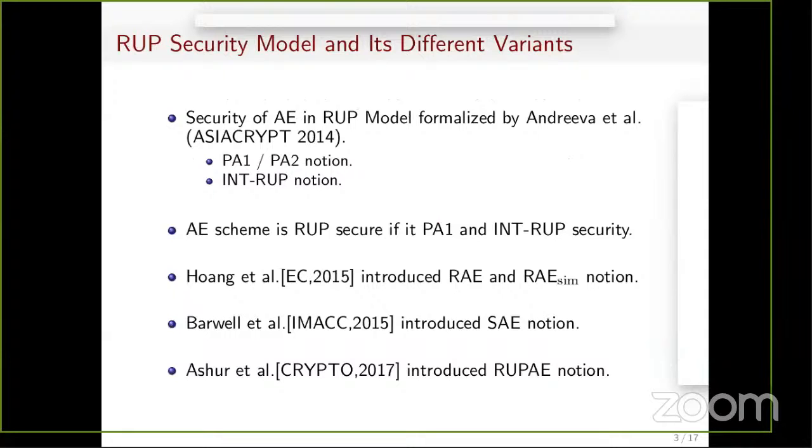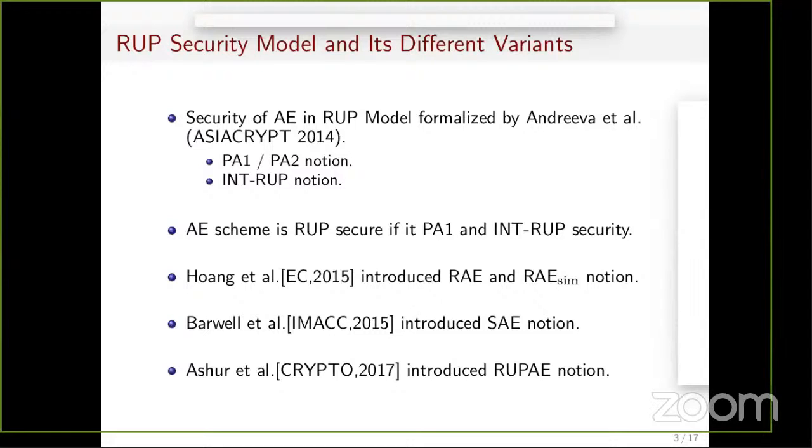So to capture the security of this variant of authenticated encryption mode, Andreeva et al. in Asiacrypt 2014 proposed a security model of AE, which is called the RAP security model, and they particularly employ the PA1 or PA2 notion for the confidentiality part of the AE, and the INT-RUP notion for the integrity part of the AE. And they have shown that an AE scheme is RAP secure if it is PA1 and INT-RUP secure.